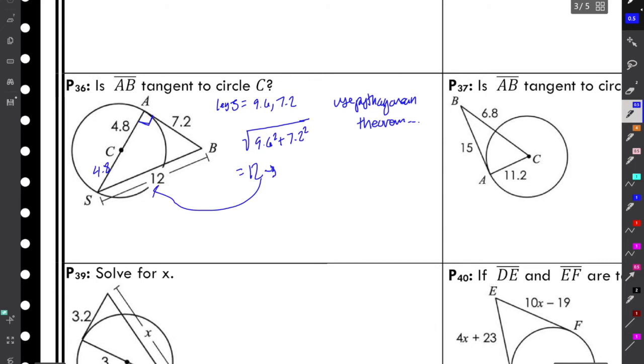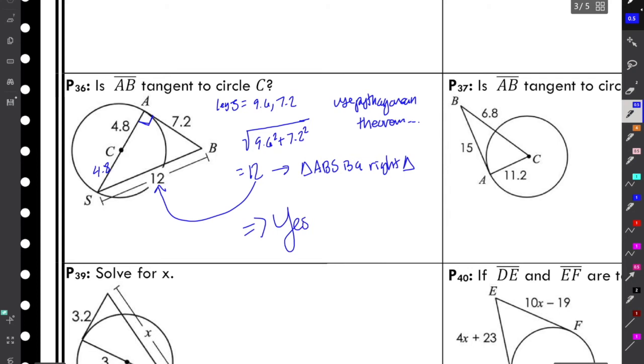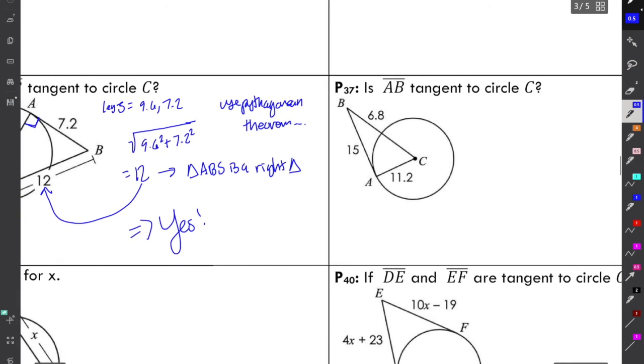Alright? So what this tells me is that triangle ABS is a right triangle. And thus, yes, AB is tangent to circle C, because of that reason right there.